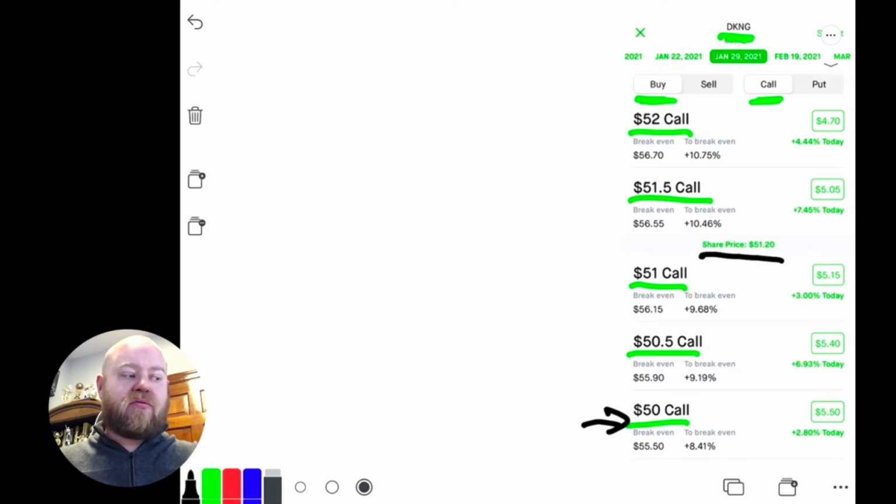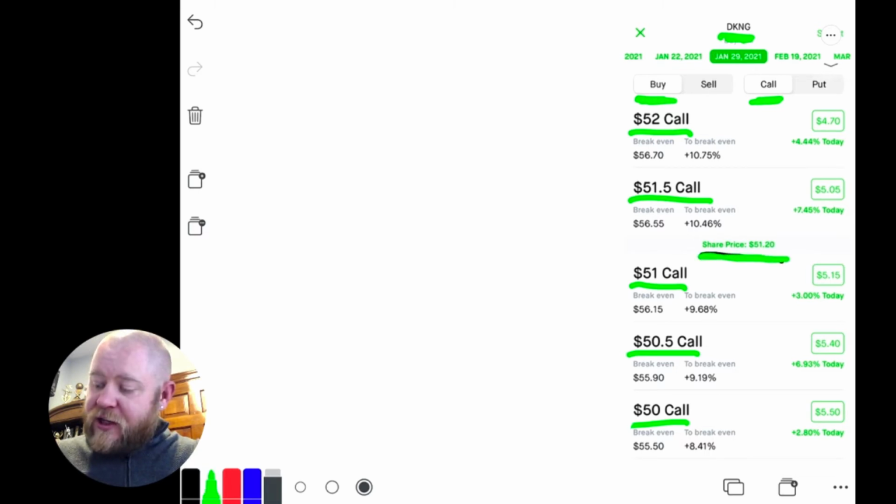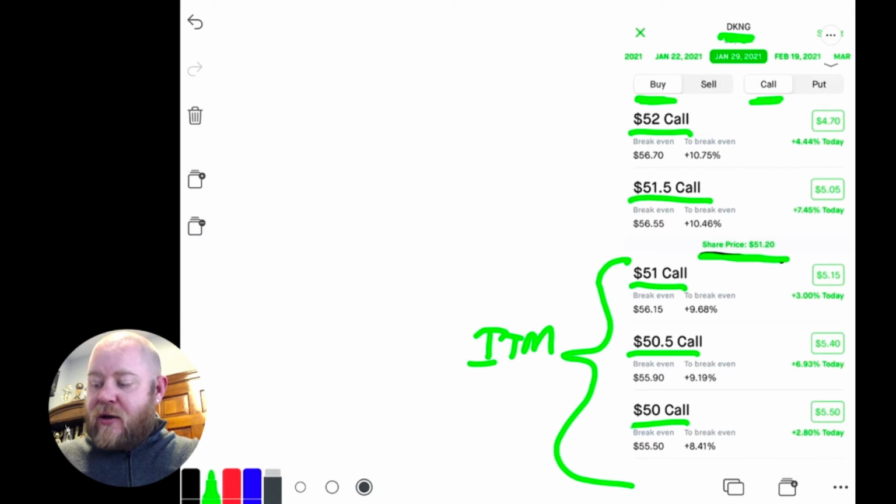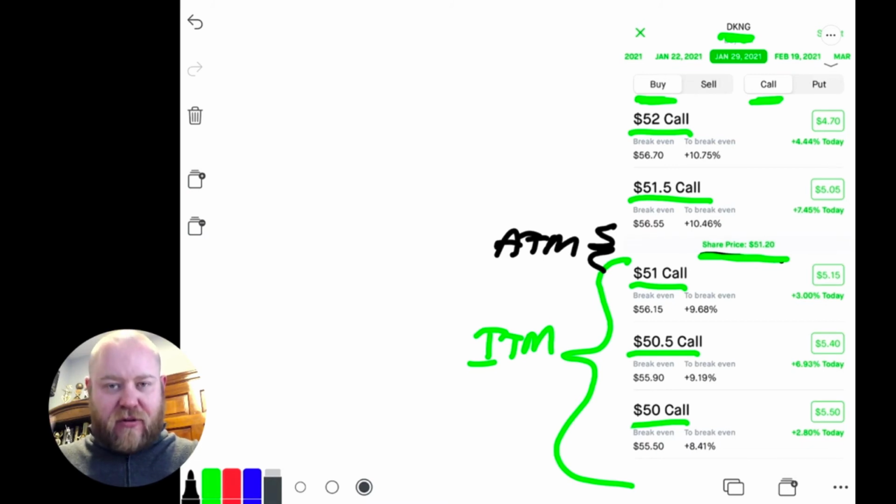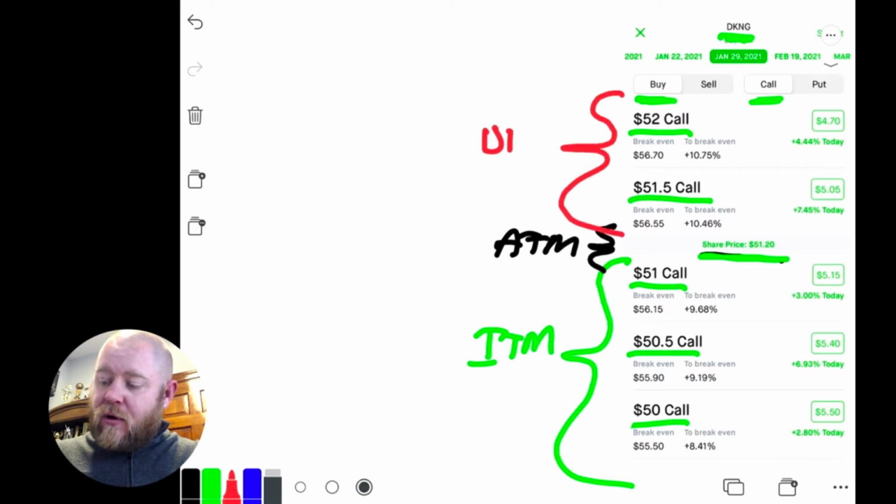Now, let's break that apart a little bit. Here is the current trading price, $51.20. These options here are called in the money options. Basically, it means that the strike price is lower than the current trading price of the stock. If there were options right here, that would be considered at the money. Not that there are options right at the same strike price, but if they were, they would be considered at the money. And then options up here are considered out of the money. They are strike prices that are above the current stock's trading price.